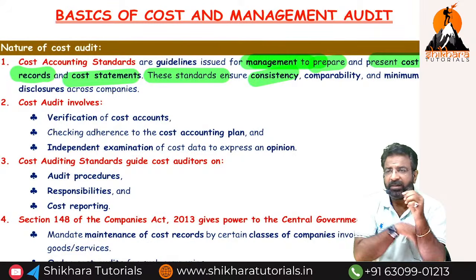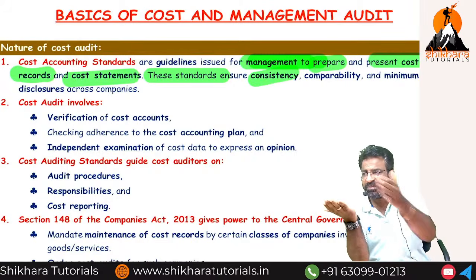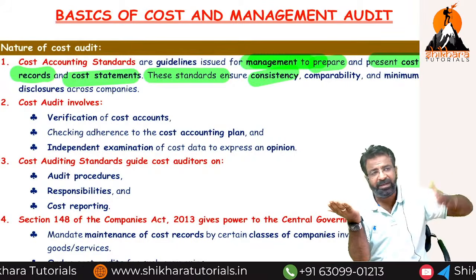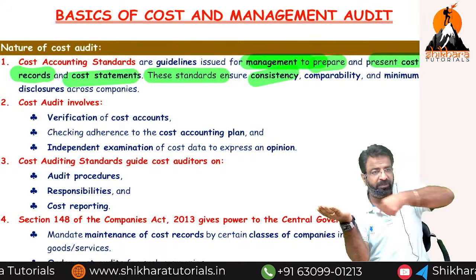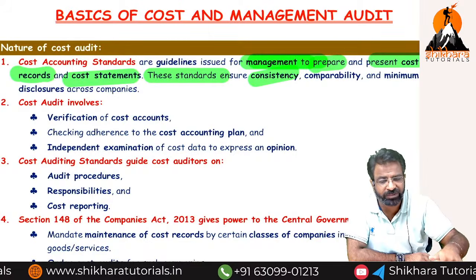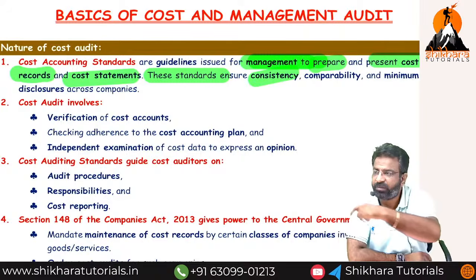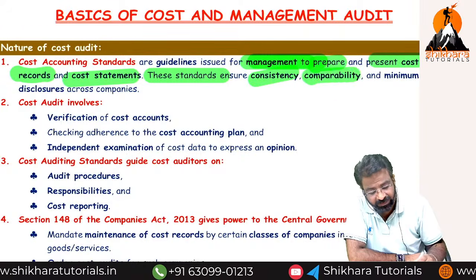Listen. Tell me one thing. Last year, will I follow the same standards? This year, will I follow the same standards? Next year, will I follow the same? This is called what? So that if I'm comparing my 1 year cost statement with the which year? Previous year, it should look same. That is called consistency. And what is the second reason?